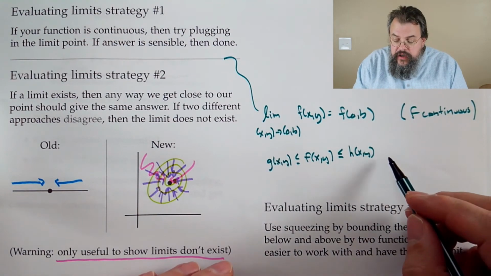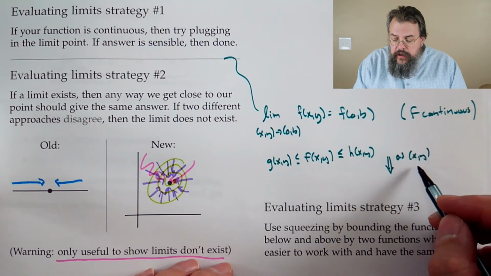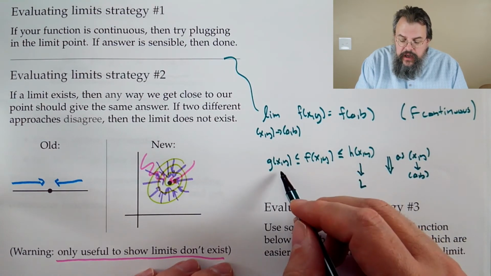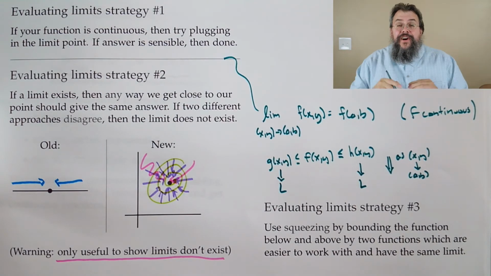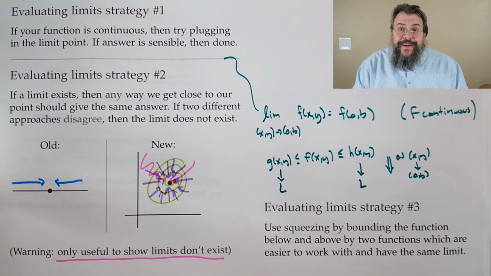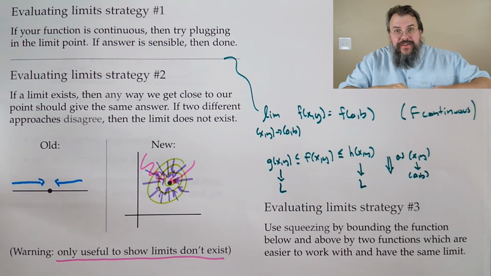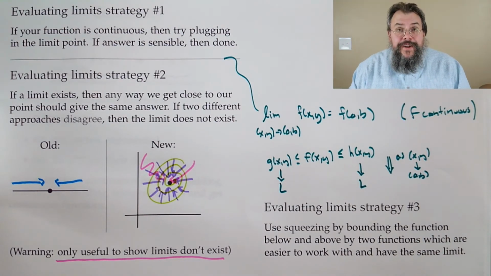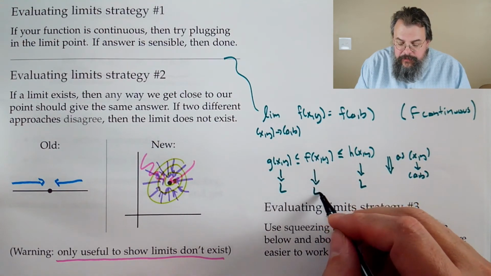So here that we have as our point xy heads towards AB, well, maybe f of xy goes to L and g of xy goes to L. In other words, both f and g are close to L. Well, where is f? It's got to be somewhere in the middle. So if g goes to L and h goes to L, then f, the one in the middle, also will go to L. So that's the idea of squeezing.